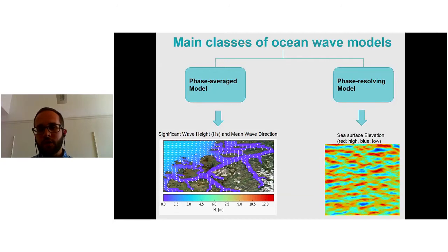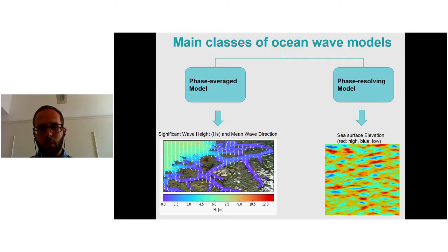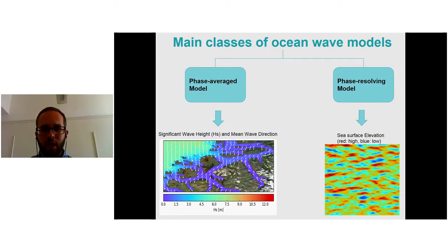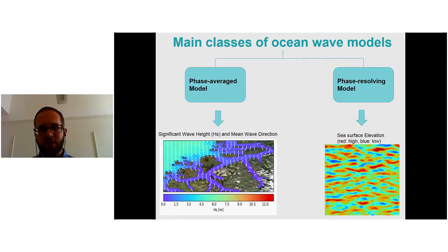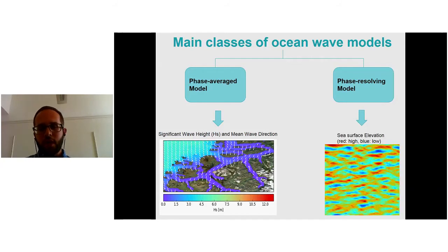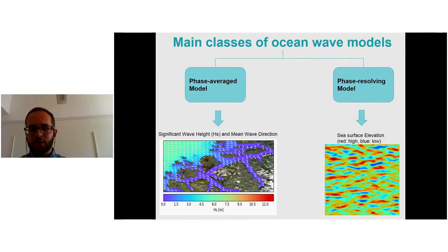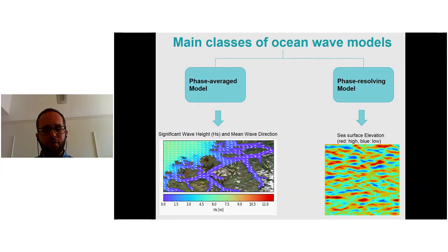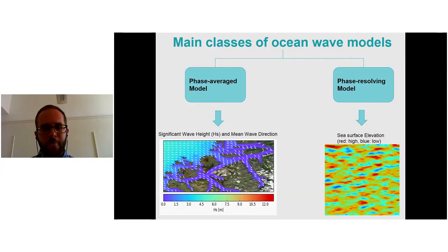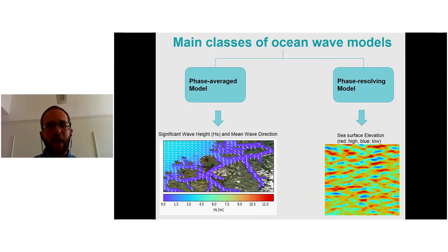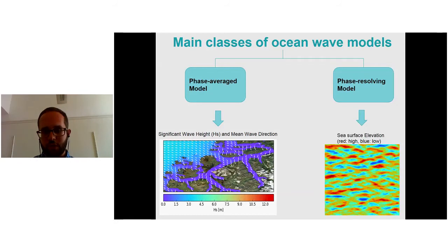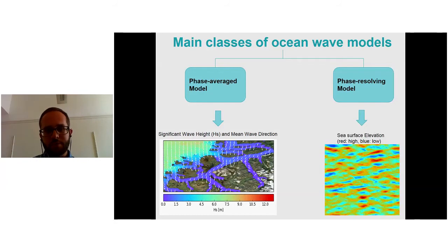And on the other side, we can see a phase resolving model. So we see the actual sea surface elevation. With the red color, we have high, and with the blue, low surface elevation. And we see also the phase of the waves, in contrast to the phase average model. So this information is not available.